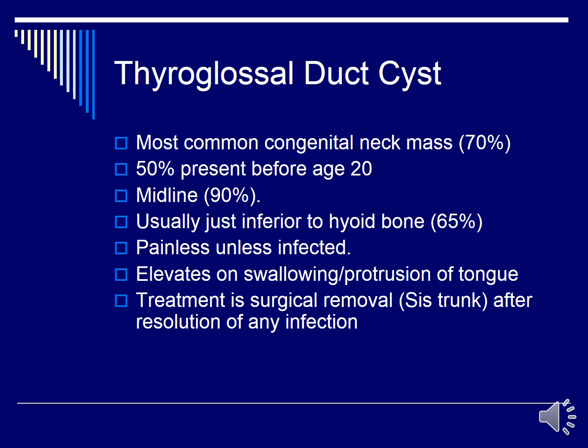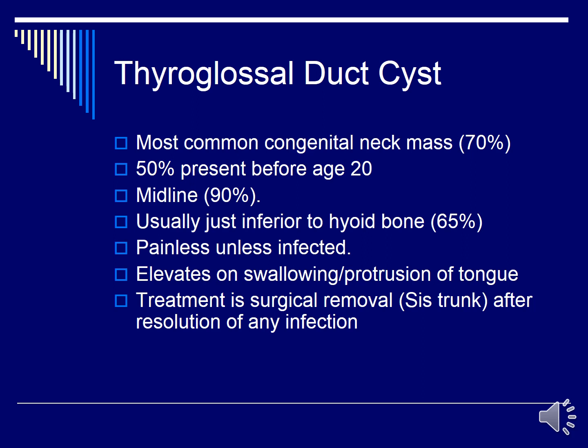Thyroglossal duct is the commonest congenital neck mass. 50% present below the age of 20. 90% are in the midline, and about 9% are on the left and 1% on the right. Usually just inferior to the hyoid bone, most commonly below the hyoid bone.